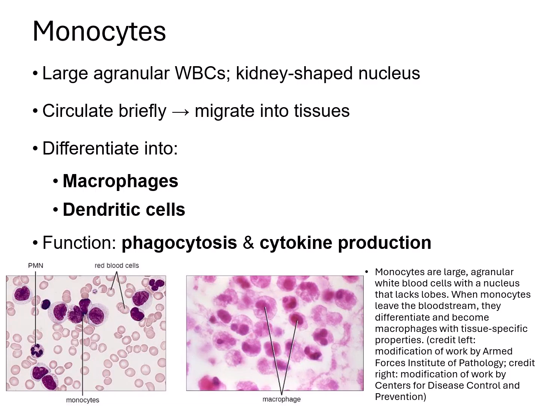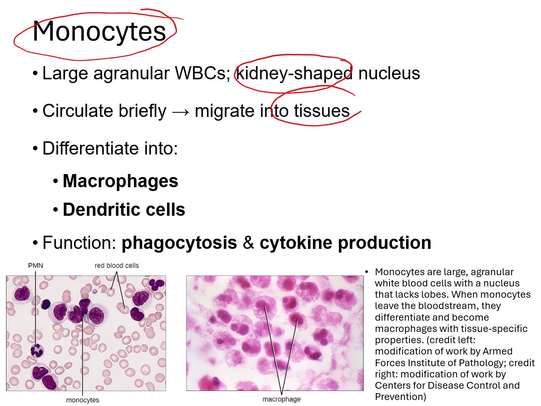Our next agranulocyte are monocytes, and these are large agranular white blood cells with a kidney-shaped nucleus. They circulate briefly, but then they migrate into tissues. And once they get into the tissues, they differentiate into macrophages and dendritic cells. And their main roles are phagocytosis and cytokine production. Remember, these are cell communication molecules.